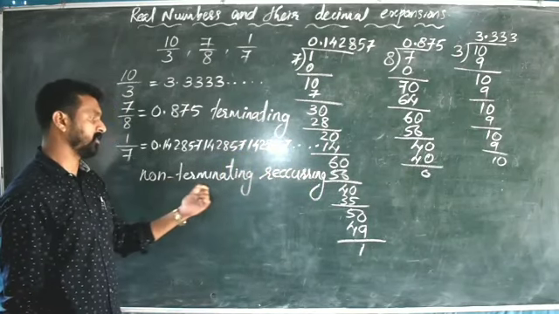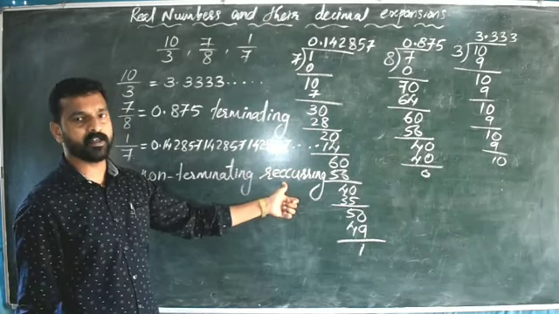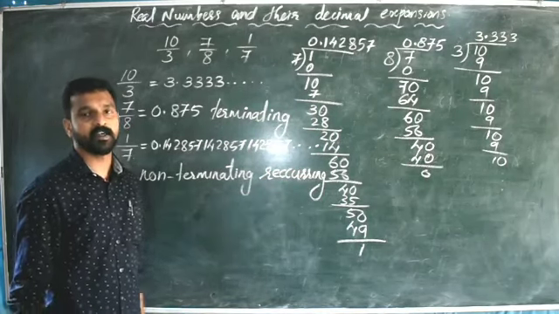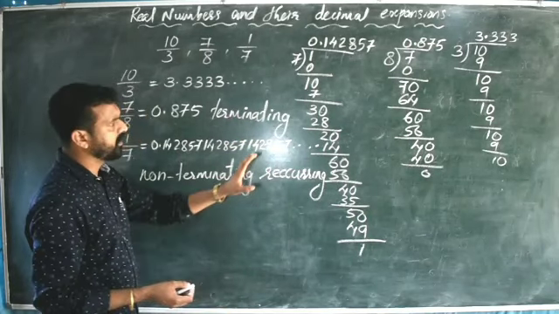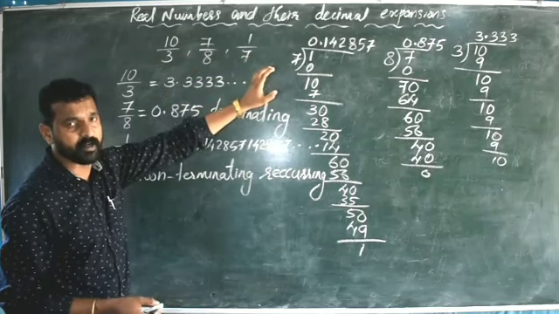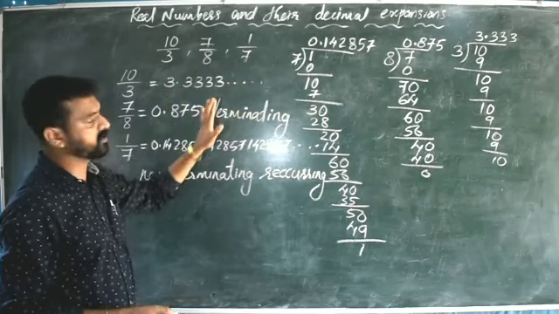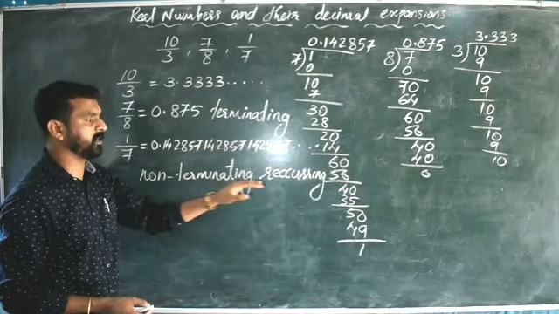Actually it is non-terminating repeating. Repeating means recurring, meaning it is repeating only. When we are dividing a rational number, we will always get these two cases only. Either it will be terminating or it will be non-terminating recurring.